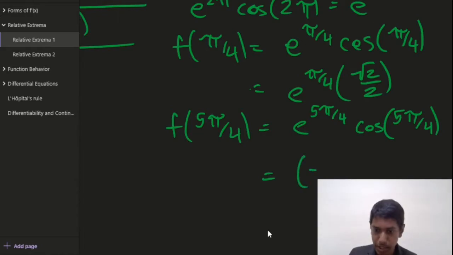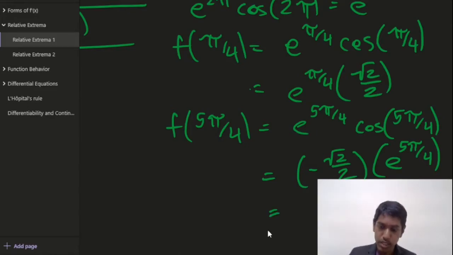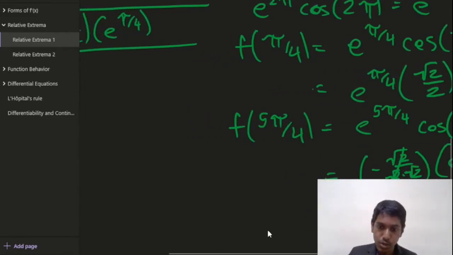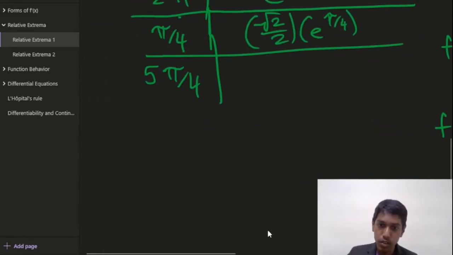Okay, right? That's going to be a minus root 2 over 2 because we're in this part of the unit circle. And then we've got your e to the 5 pi over 4. And you can do a little bit of simplifying here, right? What you can do is rewrite this 2 as root 2 times root 2, and then cancel those out like that. So it becomes 1 over root 2 minus 1 over root 2, and then you've got e to the 5 pi over 4.